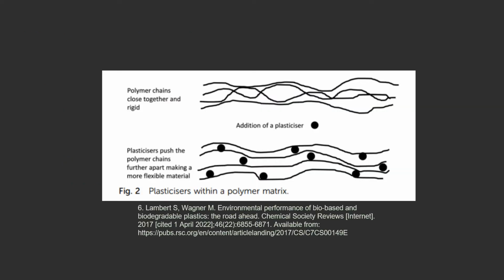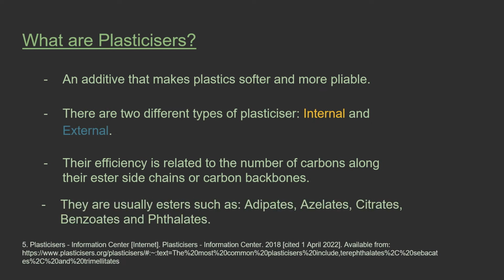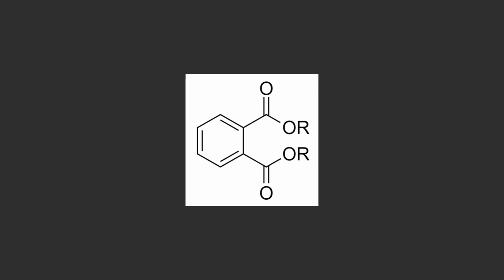So here, just for summary and reference, is a picture of plasticizers in a polymer matrix. And as you can see from the tangled strands on the top image, it would be harder for larger plasticizers to get through these tangled strands and separate all the strands individually. And so the last thing I want to say about plasticizers is that they're usually esters, and actually a whole range of different esters are used, including, most relevant to this video, phthalates. So context over, back to phthalates.